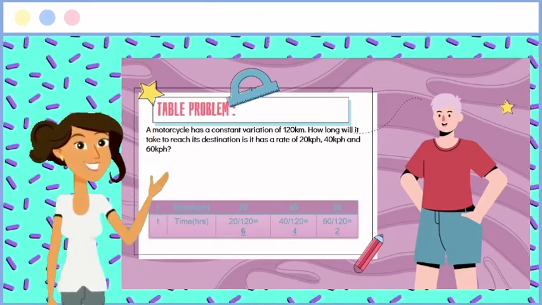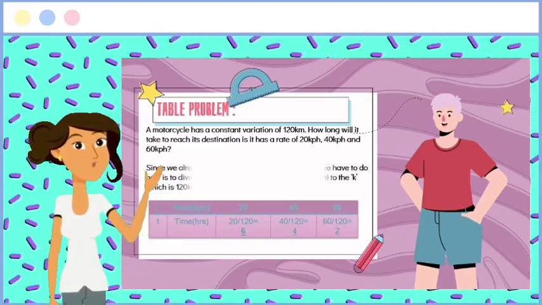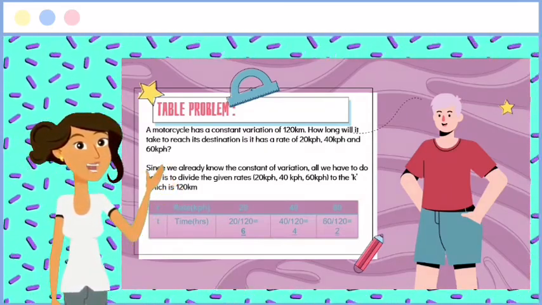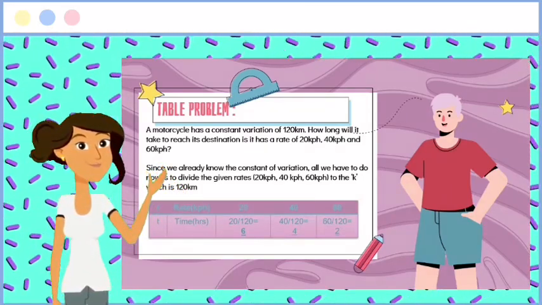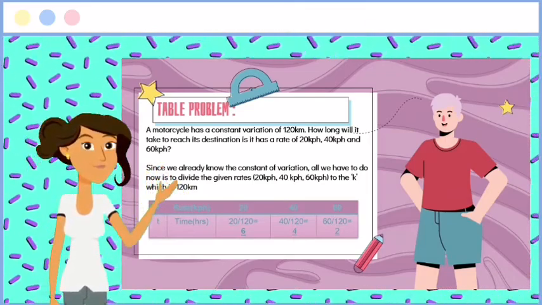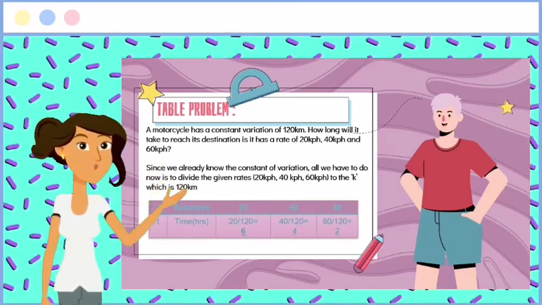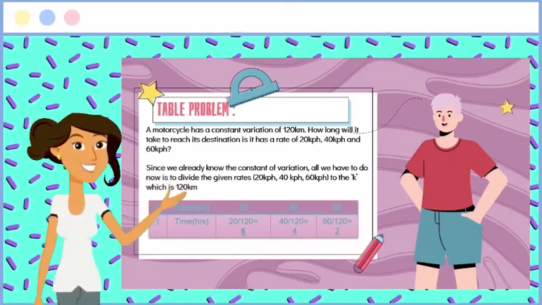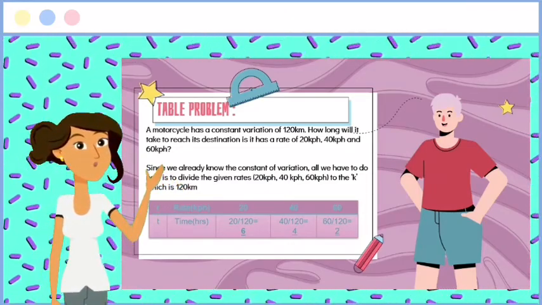Here is the table problem. A motorcycle has a constant of variation 120 km. How long will it take to reach its destination if it has a rate of 20 km per hour, 40 km per hour, and 60 km per hour?